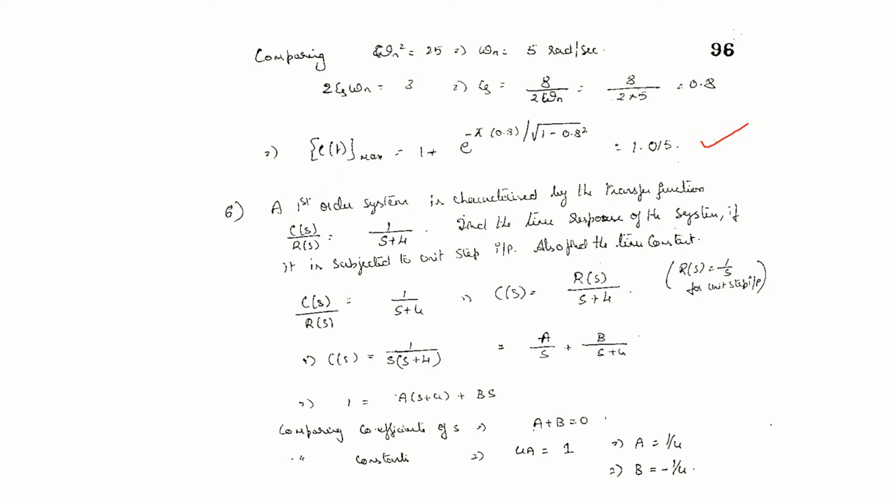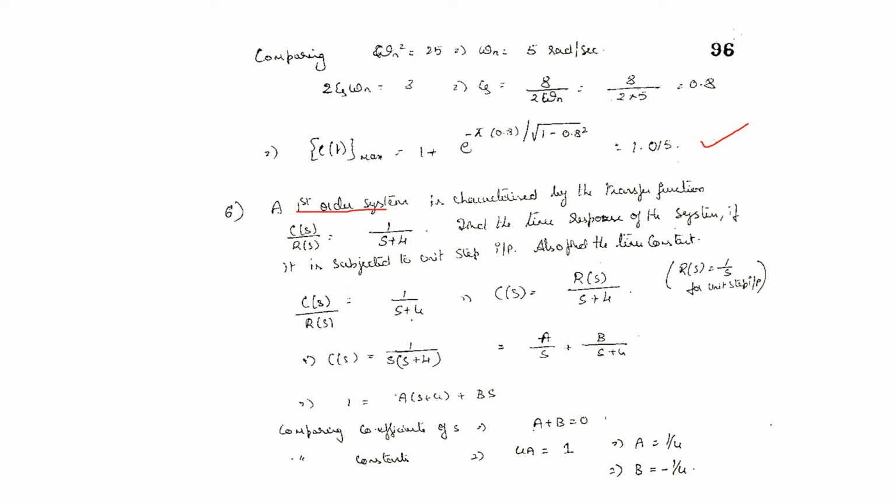A first order system is characterized by the transfer function C(s)/R(s) = 1/(s + 4). Find the time response of the system if it is subjected to unit step input. Also find the time constant. It's a first order system.